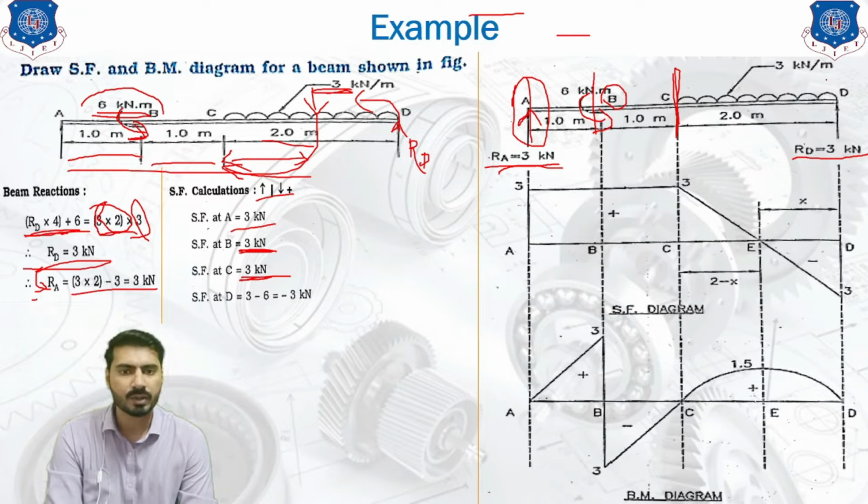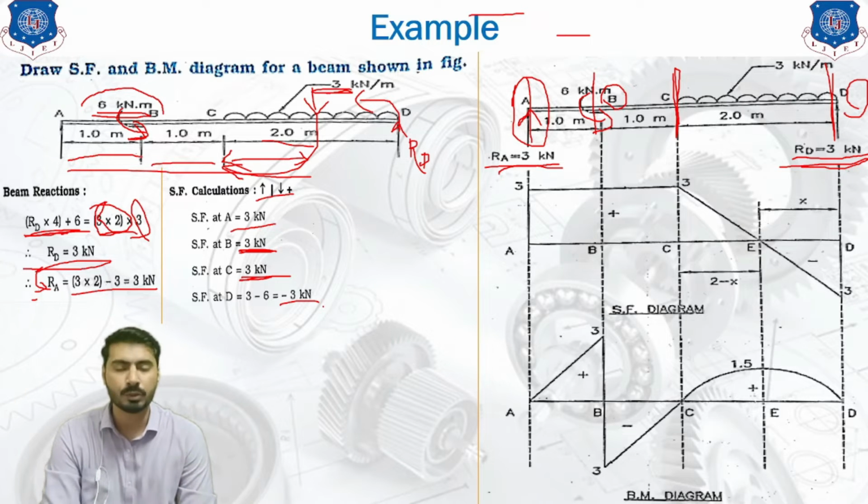Now going forward at the point D, we will take the right hand side. On the right hand side, there are no forces acting on the beam, but one 3 kilonewton force is acting over here. So this 3 kilonewton is considered as negative. So the shear force at the D point is minus 3 kilonewton. So this was the calculation of the shear force. Now we will see how to plot the shear force diagram in our calculations.